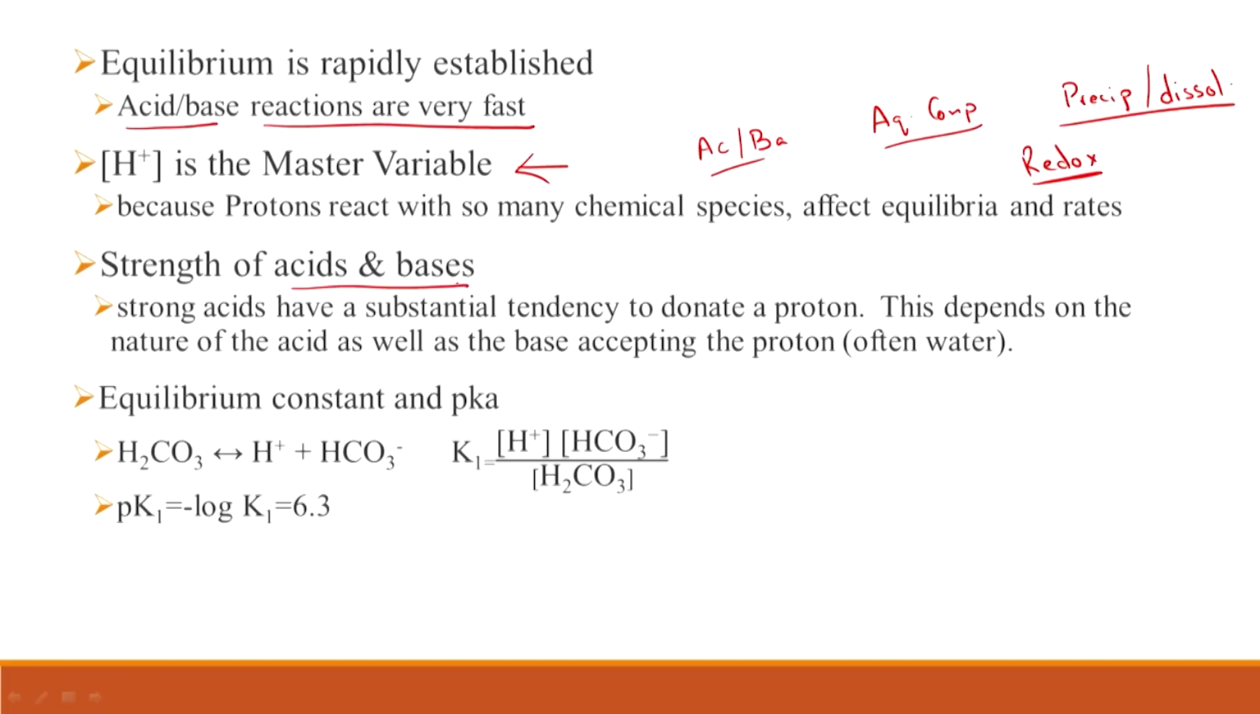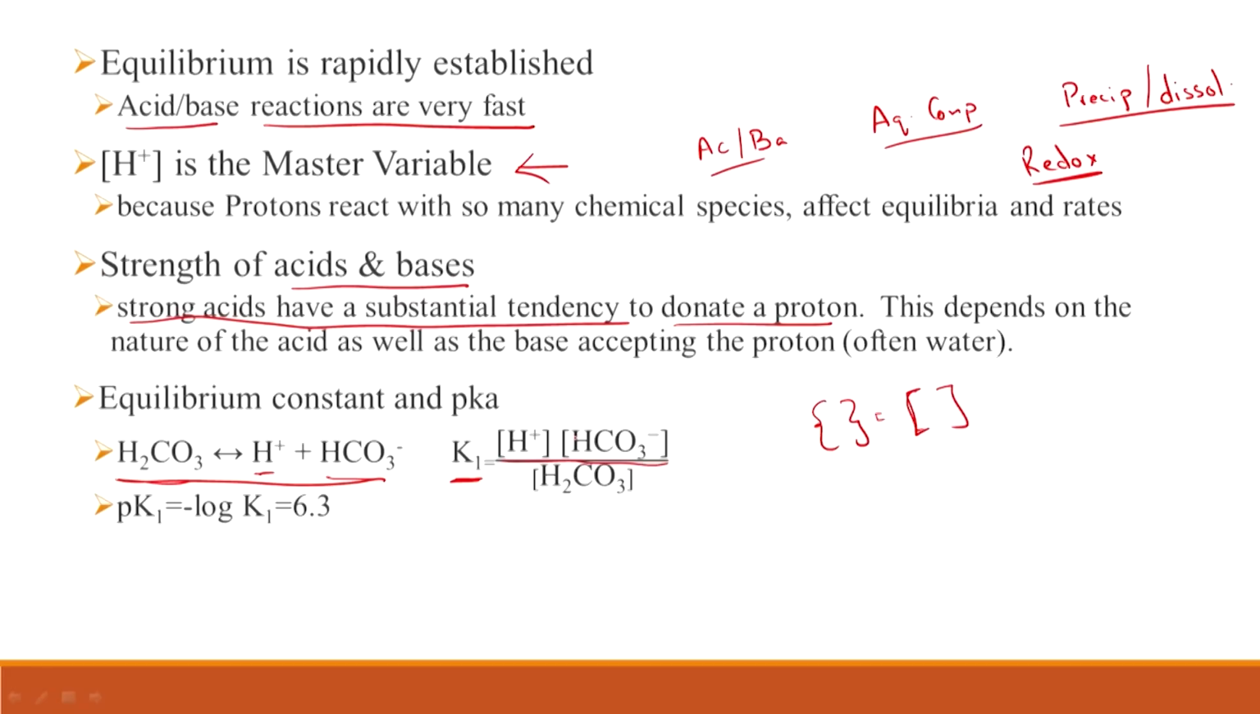Strength of acids and bases is dependent upon the acid dissociation constant, and we are going to look at that. Strong acids obviously have a substantial tendency to donate a proton, right. Let us look at what this is about. For this reaction, where you have H2CO3 dissociating into H plus and HCO3 minus, it is obviously a reversible reaction. You are going to have the equilibrium constant, which, as we mentioned earlier, is equal to the product of the activities of the products, that is, the activity of H plus into the activity of HCO3 minus, divided by the activity of the reactant, which is H2CO3.